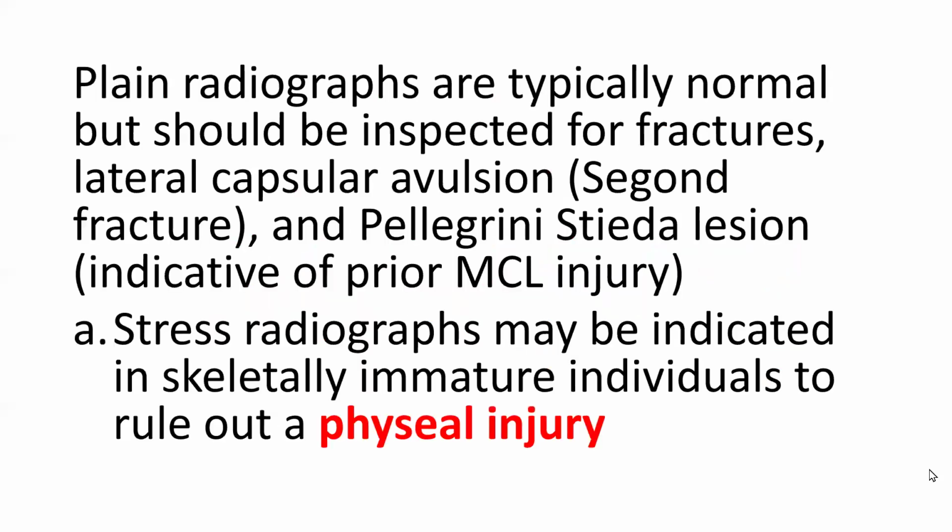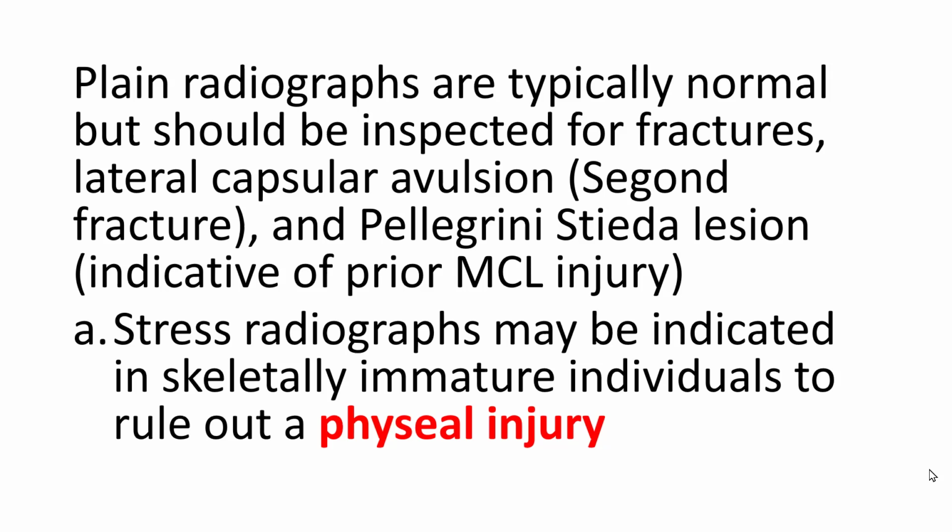What about imaging? Plain radiographs are typically normal, but should be inspected for fractures, lateral capsular avulsion. A Segond's fracture. What is a Segond's fracture? It's an avulsion of the capsule. And this is a sign that an ACL injury has occurred. Pellegrini-Stieda. This is an avulsion, proximal, in the femur, around the condyles. And this is a sign of an MCL injury.